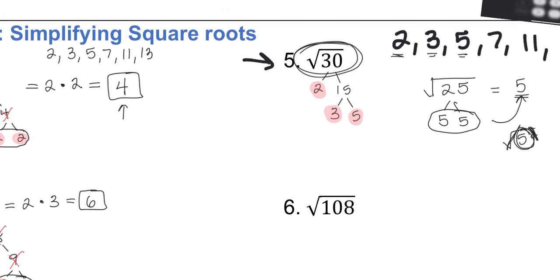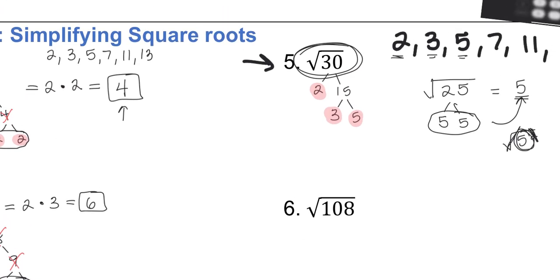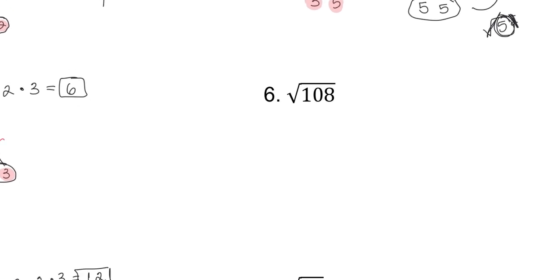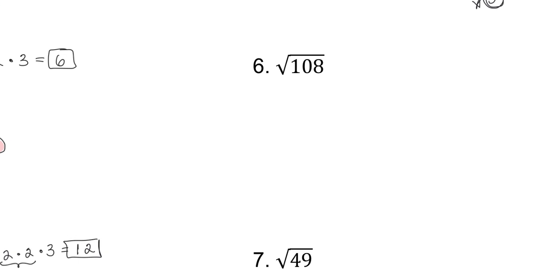As we looked at number 5, we said that couldn't be simplified, so that stays square root of 30. Number 6, we're looking at 108. Can 108 be divided by 2? Yes, that gives me 54. 54 is divisible by 2, and that gives me 27. 27 cannot be divided by 2, so we look at 3, which gives us 9. And then 9 is 3 and 3 as well.